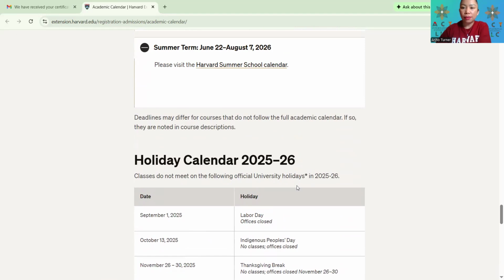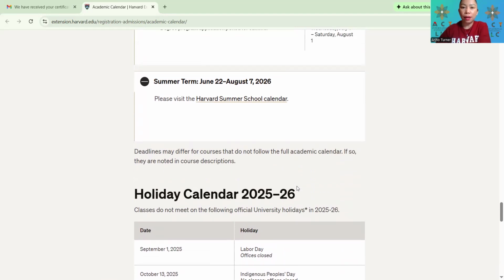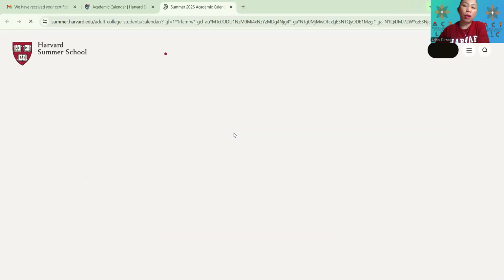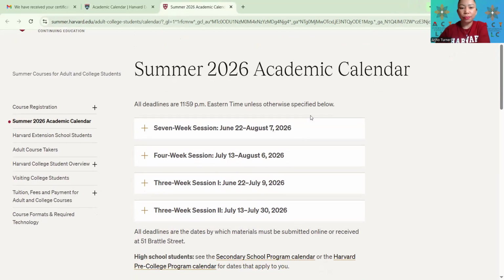So there are holidays that Harvard University as a system really adheres to. Now we're going to try to do the Harvard Summer School calendar. So this is going to be very, very specific. For the summer school programs, you can enroll for a 7-week session, a 4-week session, or a 3-week session, and there are two choices for the 3-week session.